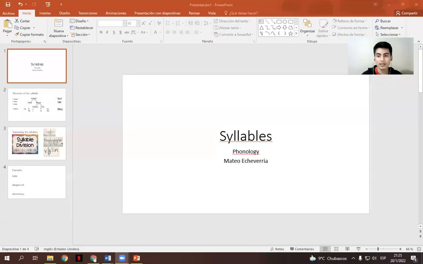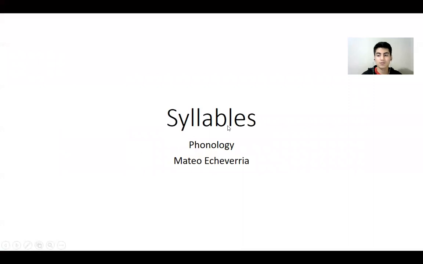So, I'm going to show you my screen, and what we're going to see today is about syllables. So, what is special with syllables? What we're going to see today is about the elements of the syllables and how they can change the pronunciation of a syllable.